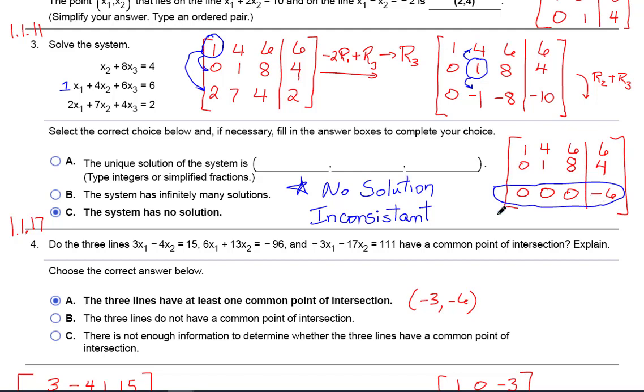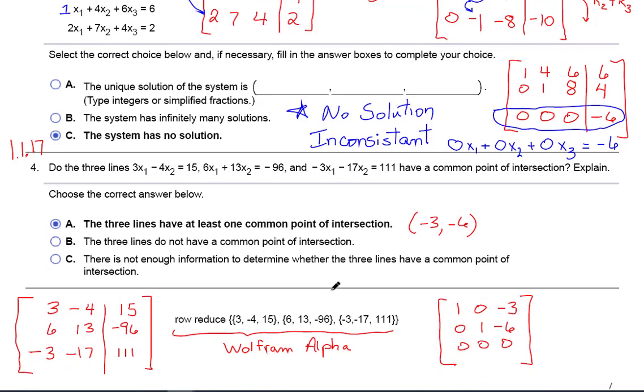Now again, why is this inconsistent? Well, let's see. 0x1 plus 0x2 plus 0x3 is minus 6. So that would say 0 is equal to negative 6, which is not true. So this has no solution. If we were to graph this, we would see that we have 3 planes in R3, and so they don't intersect in a line or a point.